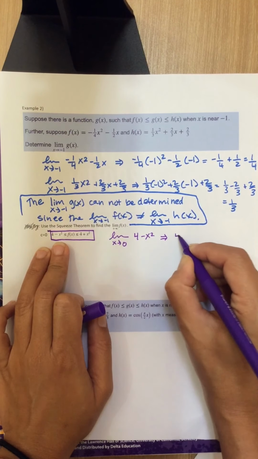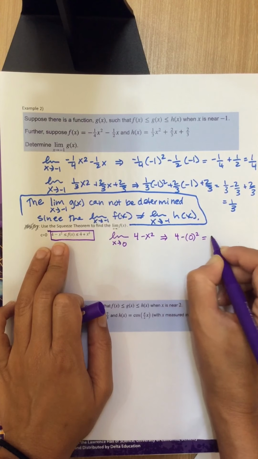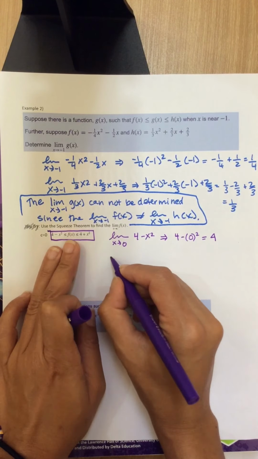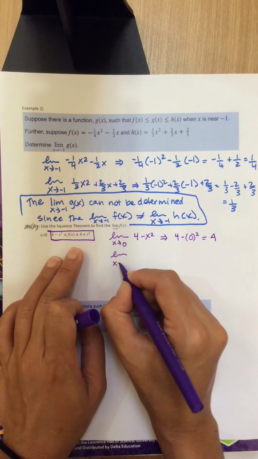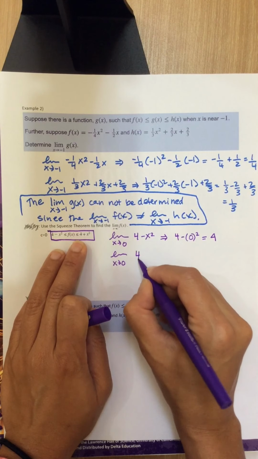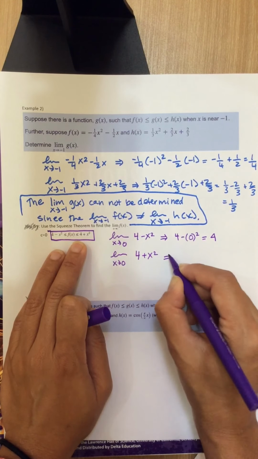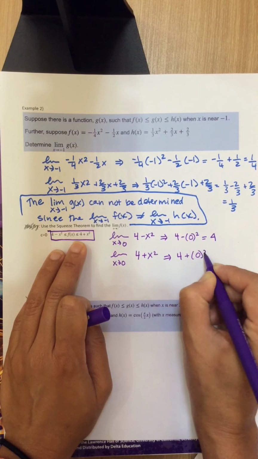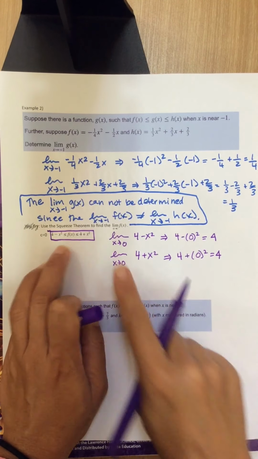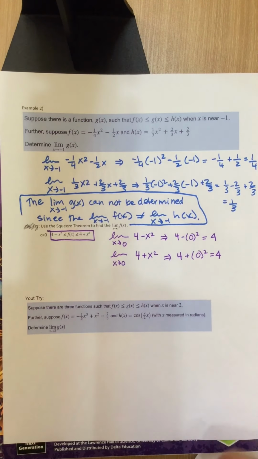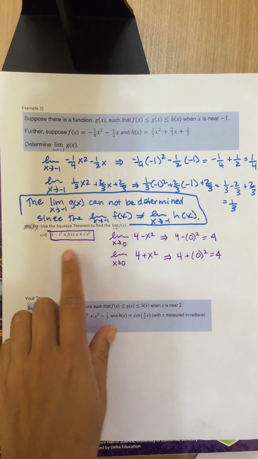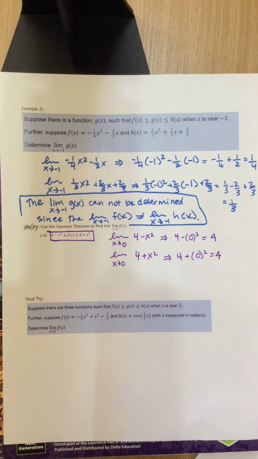Now I can just plug in 0, which is 4. Now let's take the limit of the function that was bounding it from above. x approaches 0 because c is 0, and then I'm just plugging in 4 plus x squared. That becomes 4 plus 0 squared, which is 4. So here's our first example where the limit of the lower bound function and the limit of the upper bound function are equal to each other. So we can use the squeeze theorem to prove that the limit of f of x as x approaches c is also 4.